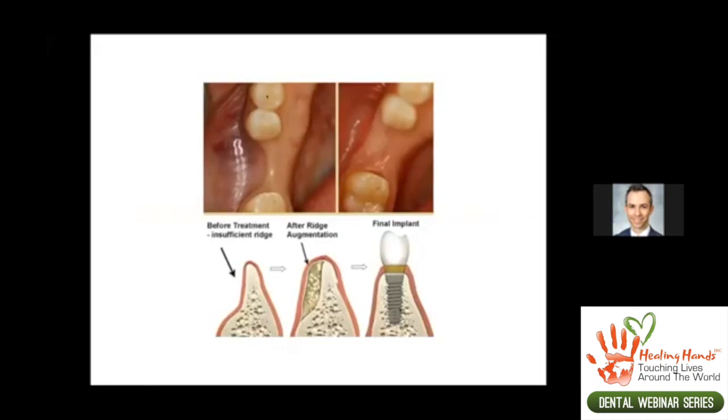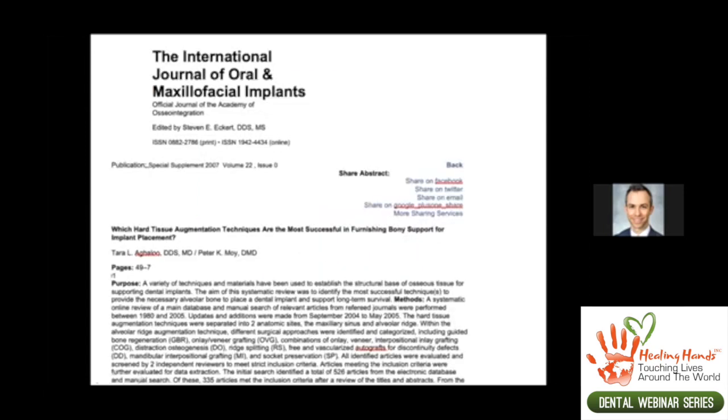So here's an example of a typical ridge defect that I see, extensive hourglass buccal bone loss. And so we're going to build this up, and we're going to put bone there, typically particulate hydrated allograft bone, cover it with a membrane, mobilize the soft tissue flap and achieve good closure. So the question is, which technique should you use? This is one study by Dr. Agalou and Dr. Peter Moy, where they reviewed really a large number of papers.